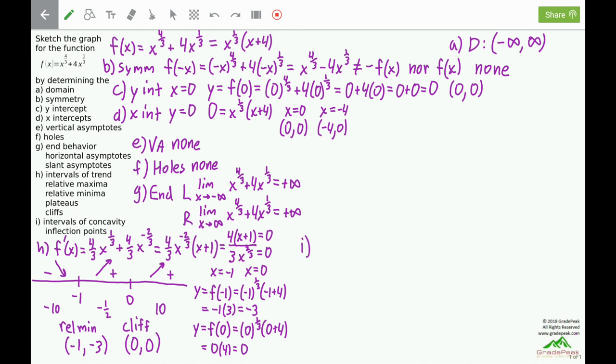For part I, we want to determine the intervals of concavity and any inflection points. All of this requires the second derivative, f double prime of x.